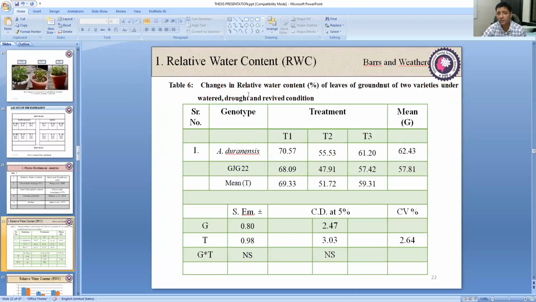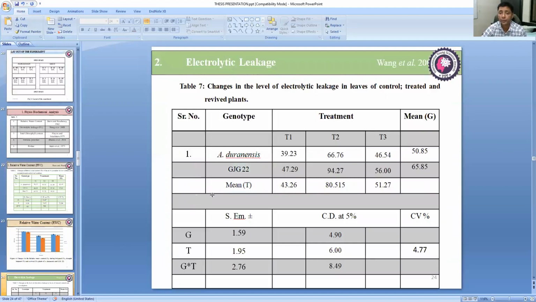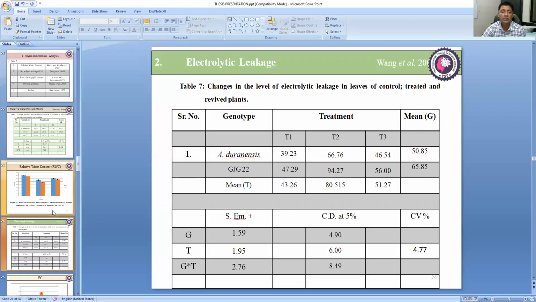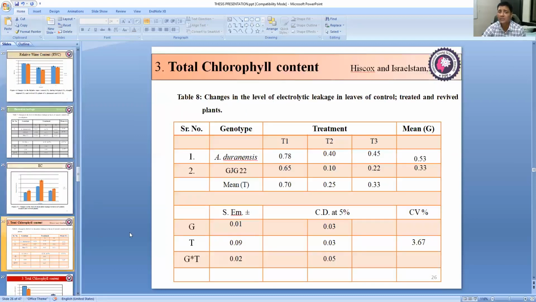So in the case of relative water content, those are the wild cultivars, again I'm saying the wild cultivars, the relative water content is higher compared to GJG22 when you impose the drought. Similarly, with electrolyte leakage, when there is ABA accumulation and downregulation, it increases in the susceptible ones.